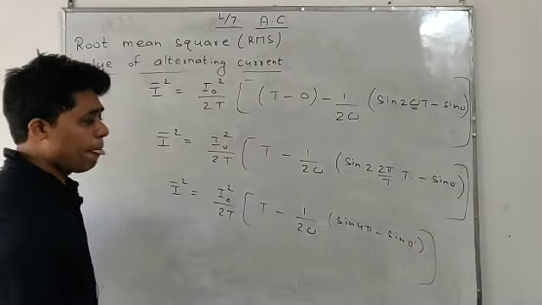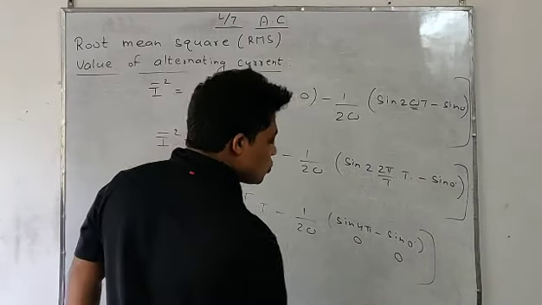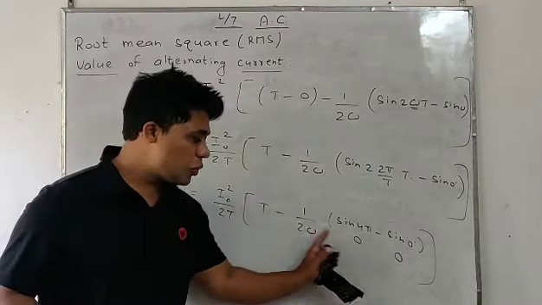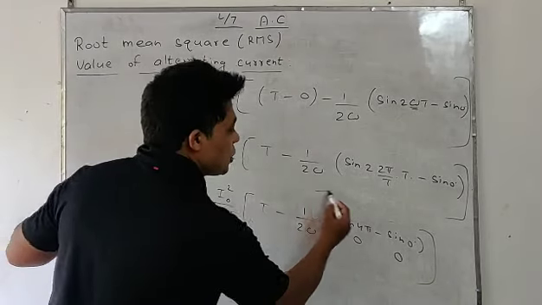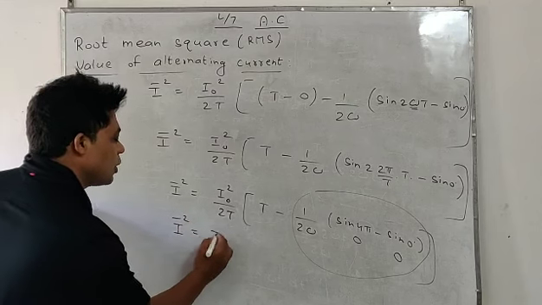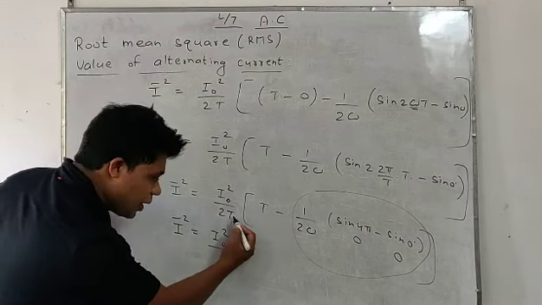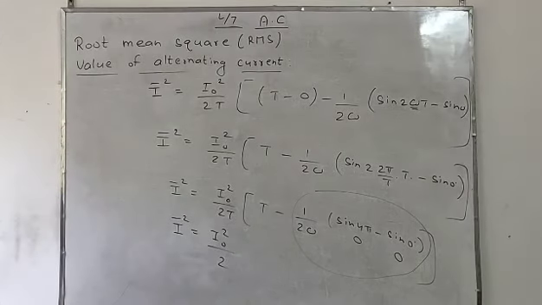Now look at students, sin 0 is what? Sin 4 pi is what? 0. Sin 0 is also 0. 0 into something is 0. So this part will be 0. And finally what will we get, students? Only T will remain inside. T and T cancel out. I naught square by 2.